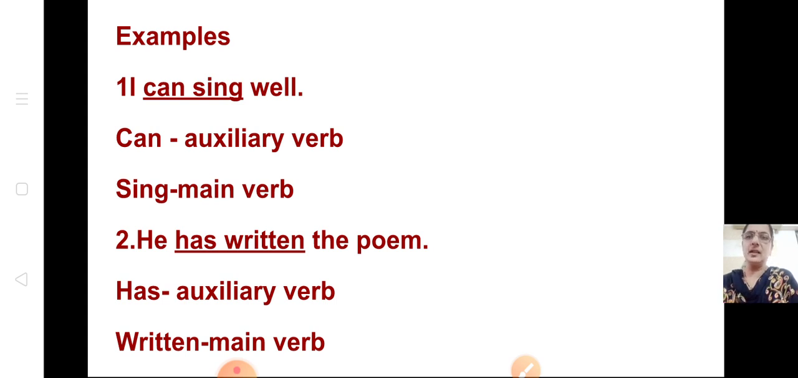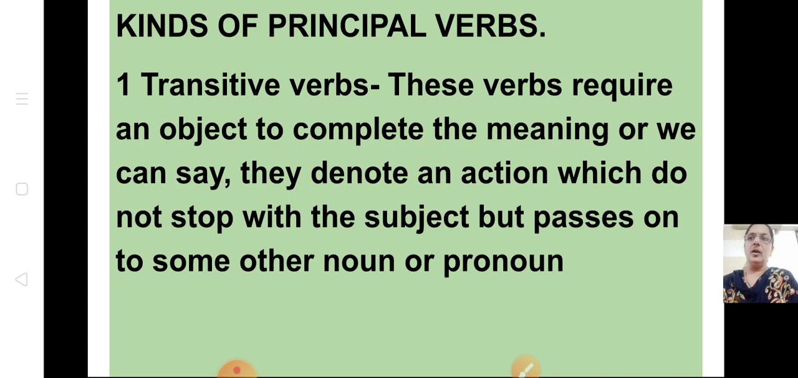He has written the poem. Has is what? Helping verb, that is the auxiliary verb. And which is the main verb? Written is the main verb. So you know how to find out the auxiliary and the main verb. Okay. Now, what are the kinds of principal verbs? There are two kinds of principal verbs. One is the transitive verb, another one is the intransitive verb.